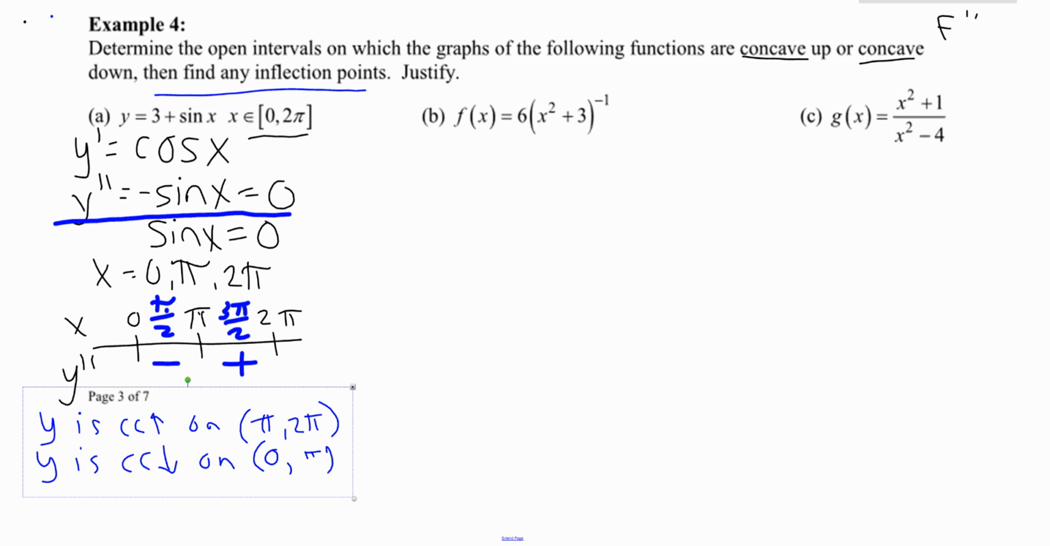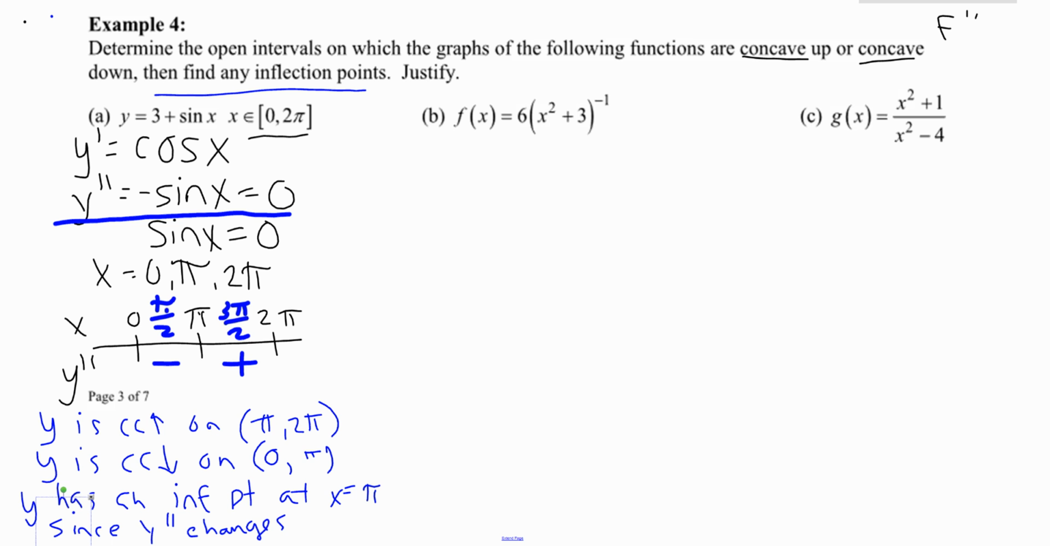Okay, and then find any inflection points. y has an inflection point at x equals pi. Since, and you do have to justify this, y double prime changes from negative to positive at x equals pi. And that little bit right there is enough to justify the problem. So let's move on to 4b.